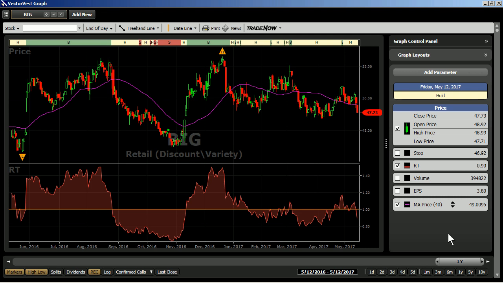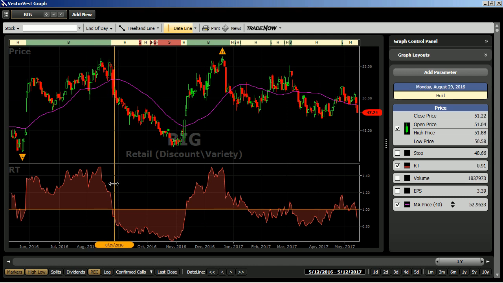So a couple of tips here to help you manage your portfolio. Number 1, if you see the price of the stock cross below the 40-day moving average, that's this purple line running through price. Price of the stock crosses below the 40-day moving average, that should serve as a warning sign. That, along with the relative timing of the stock crossing below 1, should really start to get your attention. It's not a bad idea to sell any stock in your portfolio when the RT crosses below 1. That's indicating that the stock is in a downtrend.